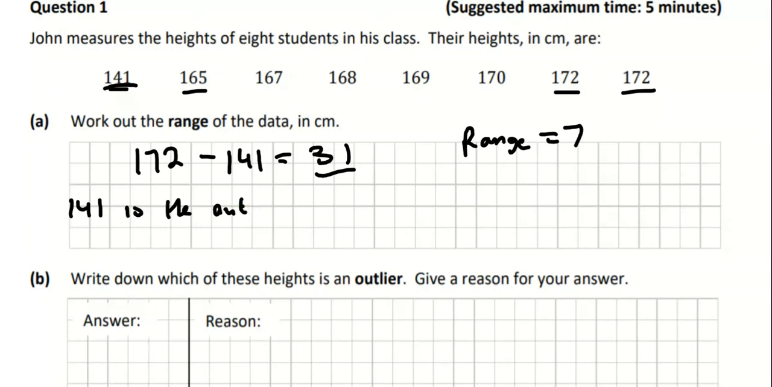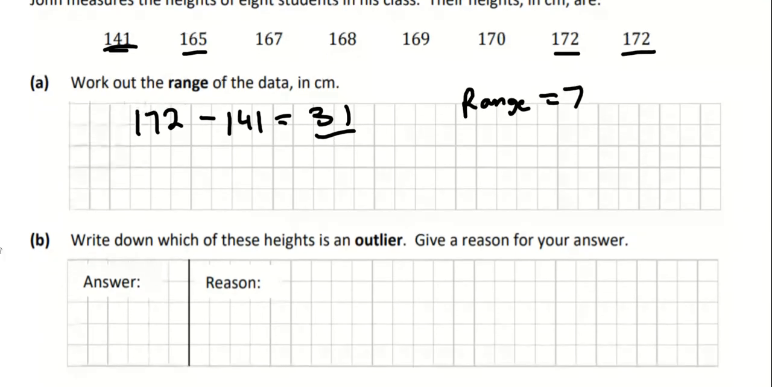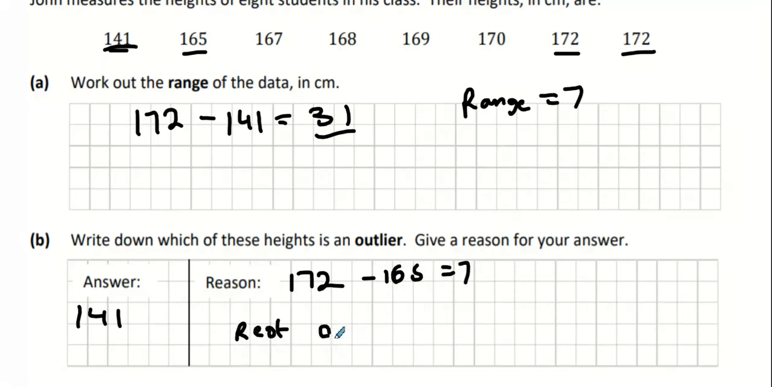Sorry, I have to do that underneath. So what we're going to say here is that the outlier is 141. Give a reason for your answer. Well, the rest of the data has a range of 7, because you took 172, take away the next smallest one, 165, equals 7. You can just say the rest of the data has a range of 7.